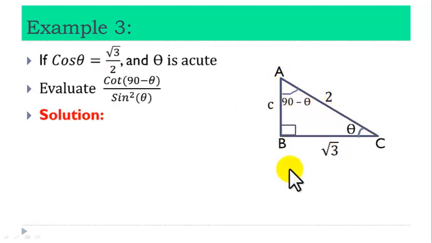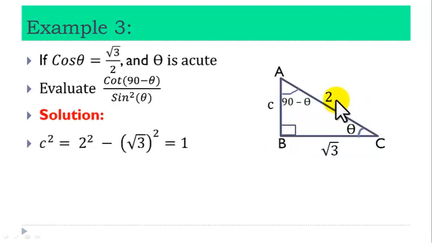Then the opposite side can be obtained by Pythagoras theorem. Using Pythagoras theorem, C squared is equal to 2 squared minus root 3 squared. 2 squared is 4, root 3 squared is 3. So 4 minus 3 will give us 1. So therefore C is equal to the square root of 1, which is equal to 1.